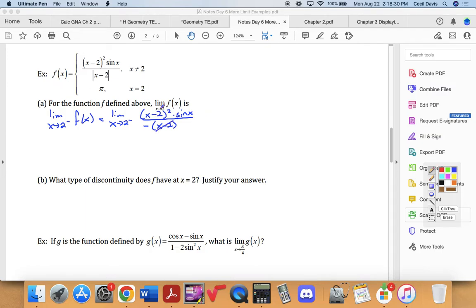Well, these happily cancel out, and I'm left with a negative 1 on bottom. Oh, sorry. Hang on a second. I drew the canceling wrong up here. He cancels one of those out.